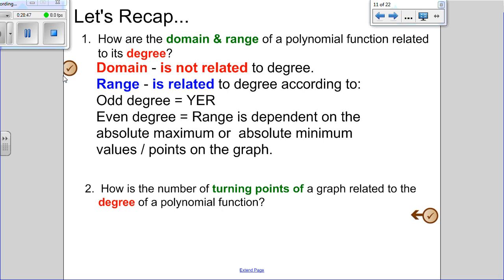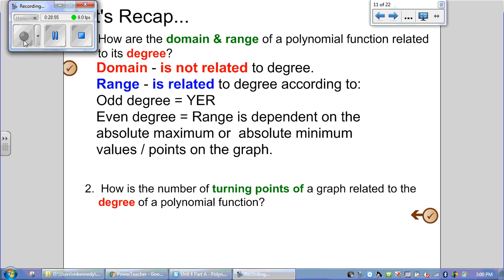So our second question says, how is the number of turning points of a graph related to the degree of a polynomial function? This is what affects your range. The most number of turning points you're ever going to have is one less than the degree.